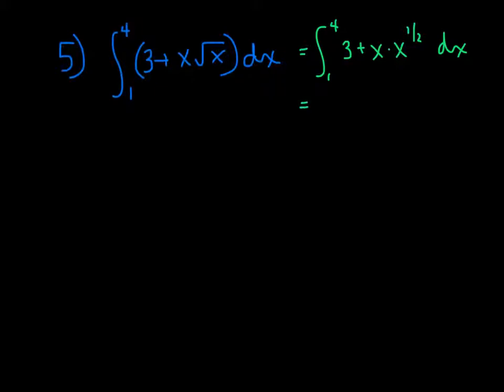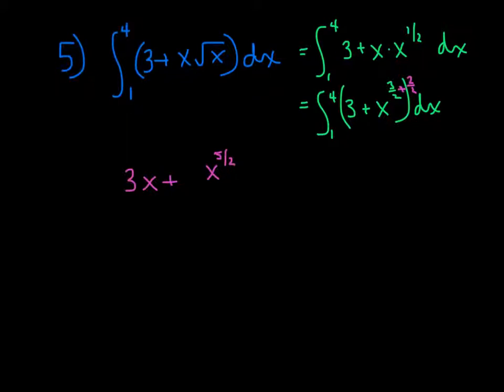So I'm going to rewrite this one more time as the integral from 1 to 4 of 3 plus x to the 3/2 dx. Now I'm ready to go ahead and evaluate that definite integral. So first of all, take the antiderivative. That would be 3x plus, I'm adding 2/2 to the 3/2, so I would get x to the 5/2, and then divided by 5/2, which is the same as times 2/5. And of course, I'm evaluating that from 1 to 4.